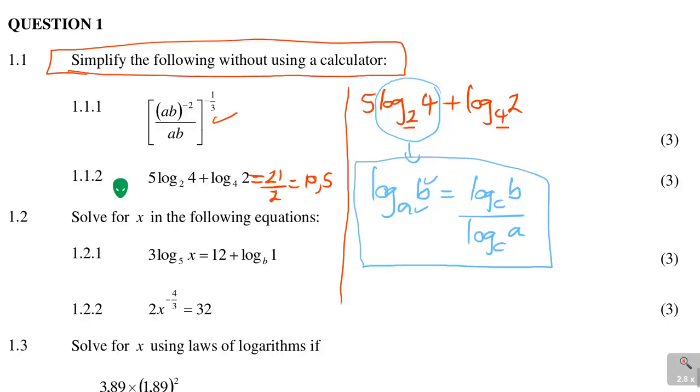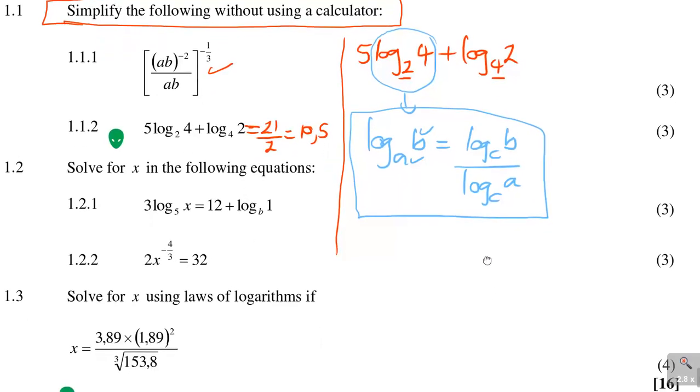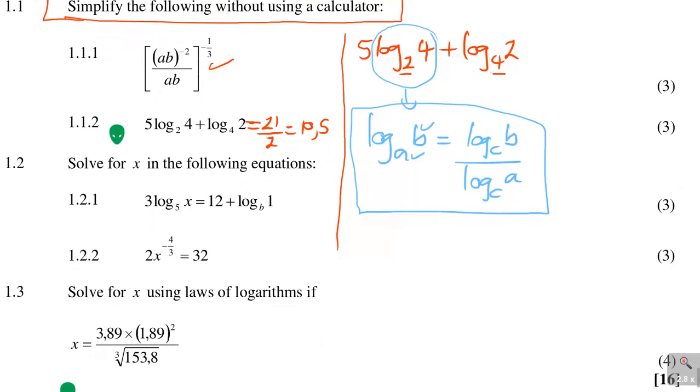That's the first part. So let us look at that and see how it will convert to base 4. So we want to match the bases. So I'm going to convert base 2 into base 4. So I will have, in this case, 5 log base 4 over log base 4. So on top I will have the 4, and then at the bottom I will have the 2. And then plus log in base 4 of 2. So look, everything now has changed from base 2. Everything is now base 4.